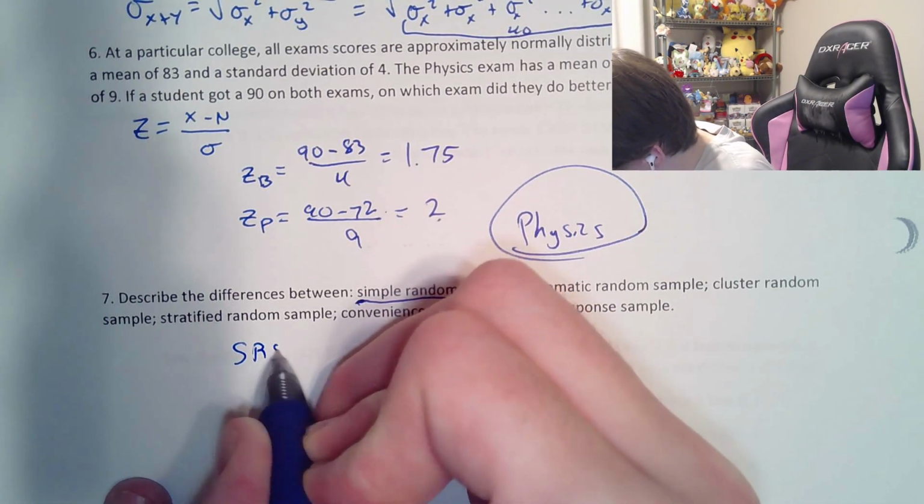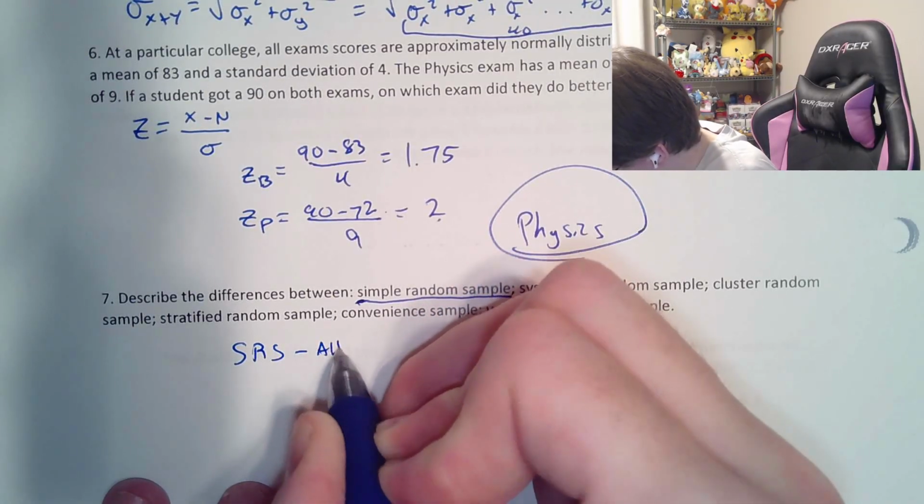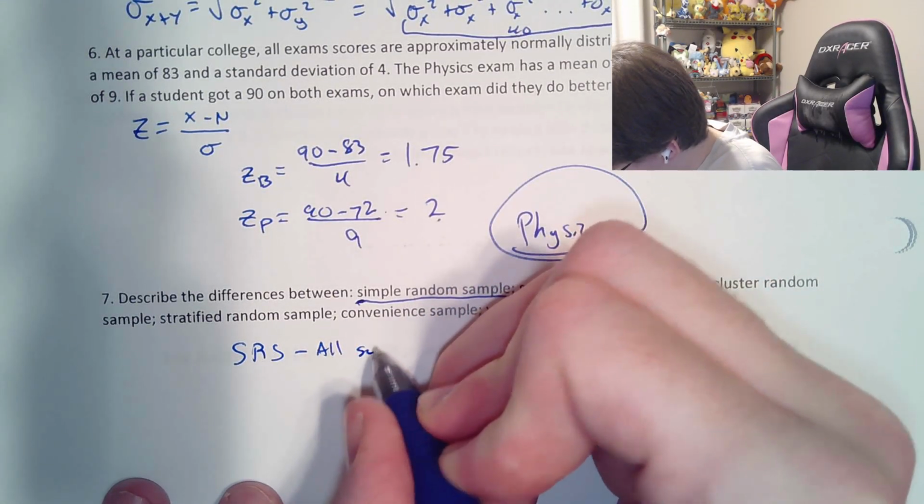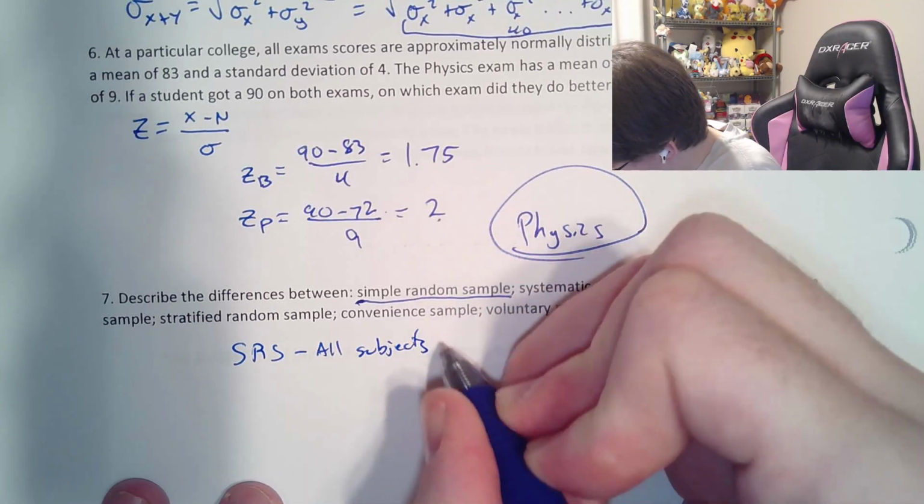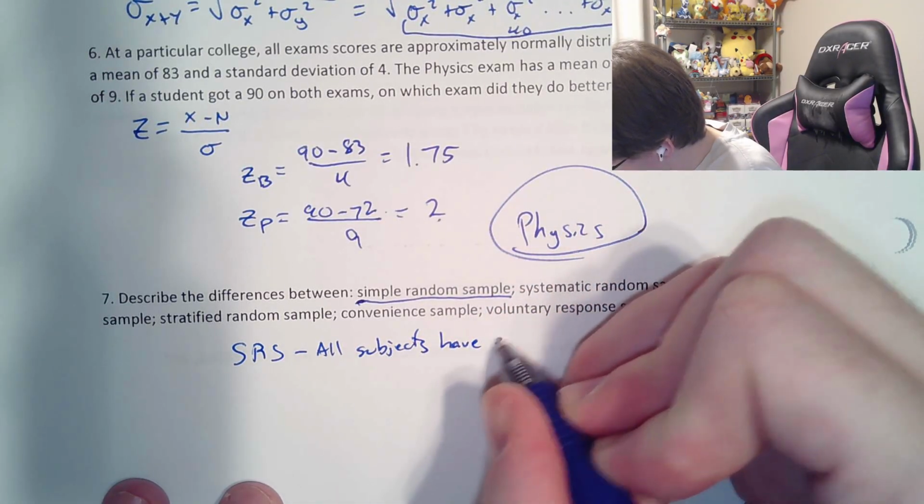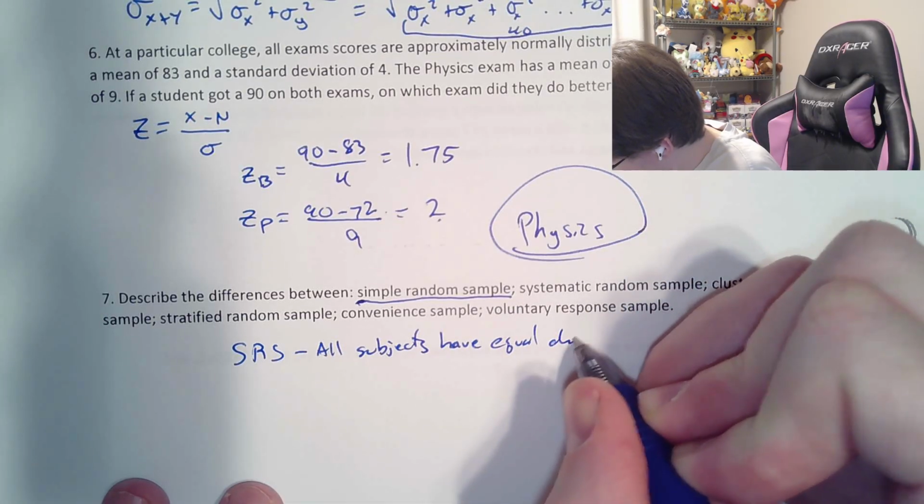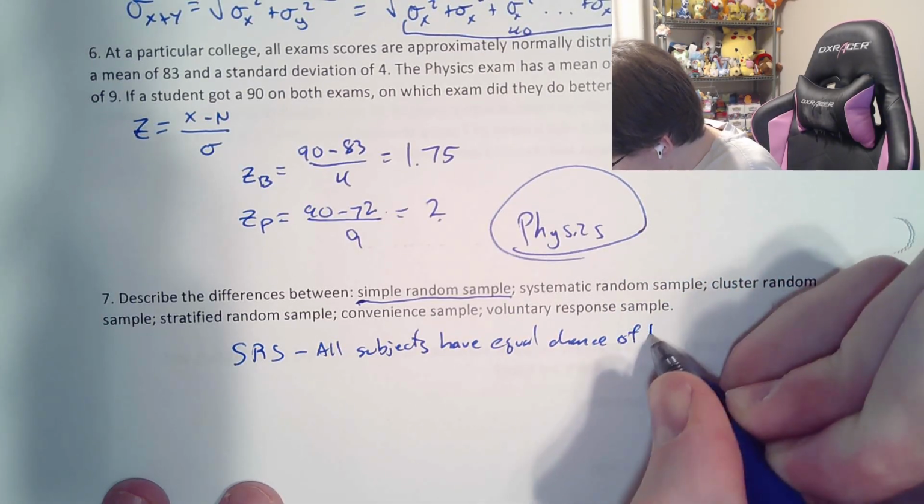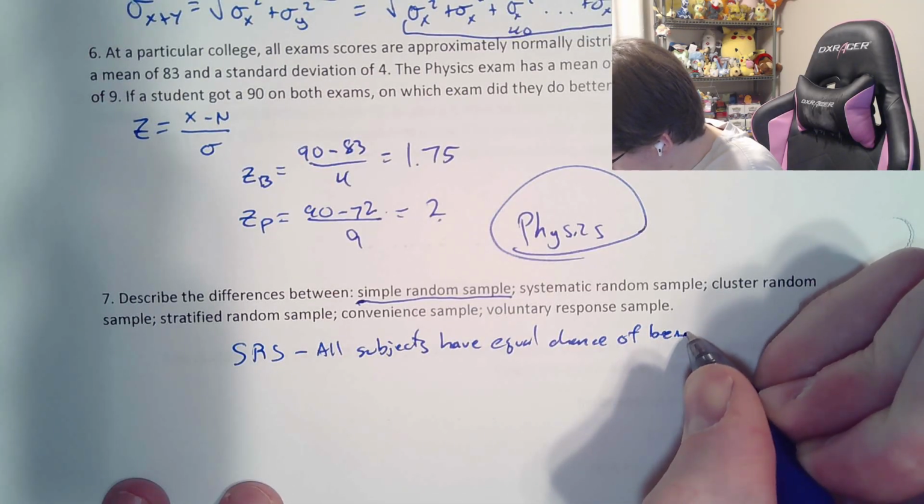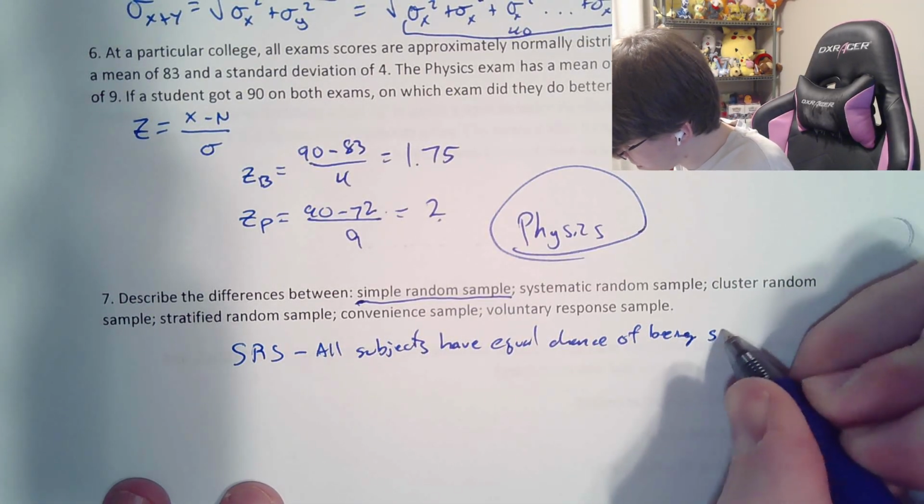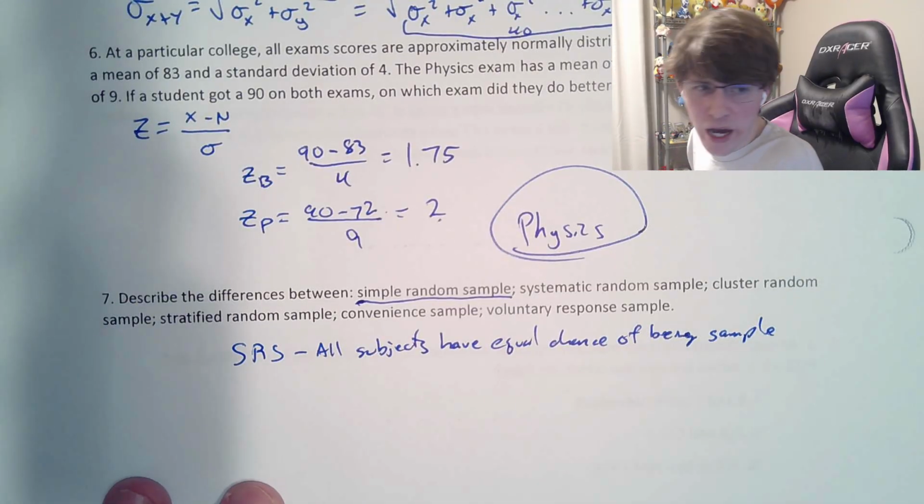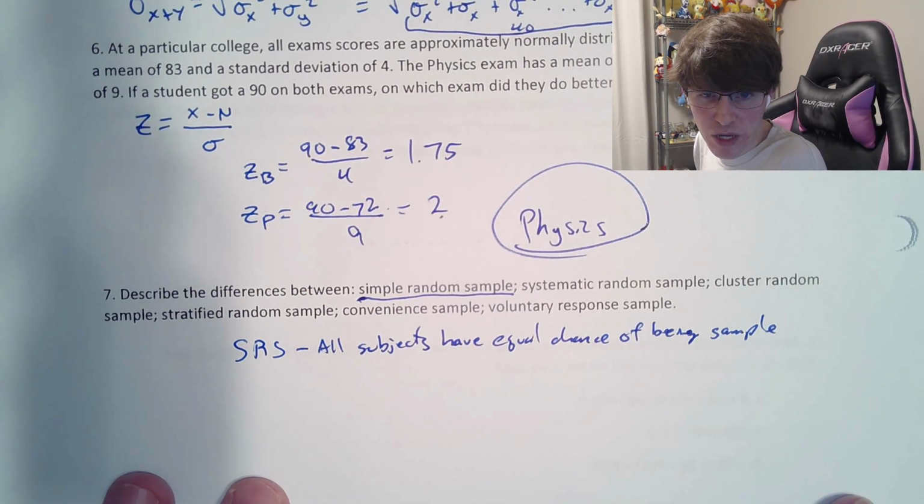So SRS, all subjects have equal chance of being in the sample. And if you already have these written down somewhere, you don't need to rewrite them. All right, SRS is all subjects have an equal chance of being in the sample.